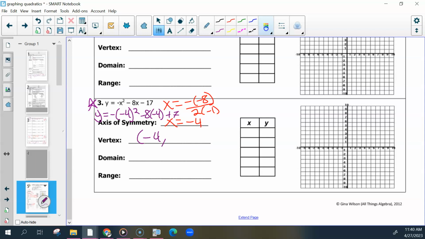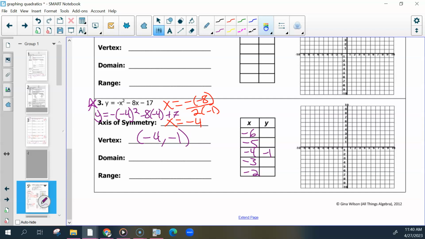Negative 1. So that's going to be the point we put in the middle. Negative 4, negative 1. And again, we could fill up the rest of your x's. Go backwards, go forwards. So backwards, negative 5, negative 6. Forwards, negative 3, negative 2.